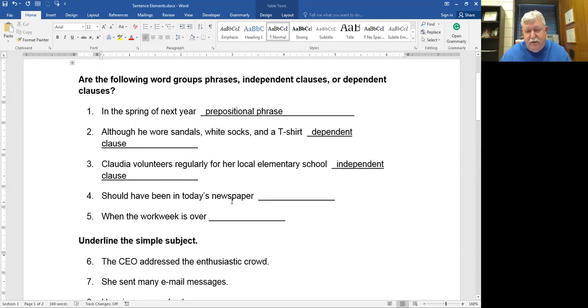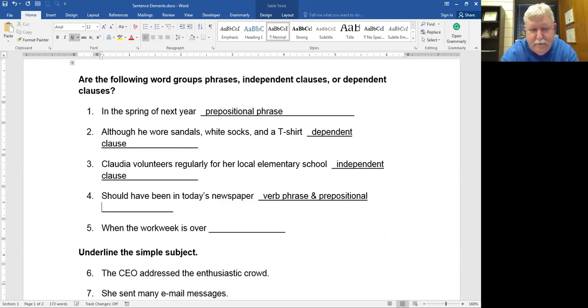"Should have been in today's newspaper." Well, "should have been" is actually a verb phrase, right? And "in today's newspaper" is a prepositional phrase. So here we have a verb phrase and we have a prepositional phrase. Obviously, it is not a complete sentence. Some of you might have put that it's dependent. Well, we don't have a subject, so it's not a clause. It's two phrases that have been jammed together.